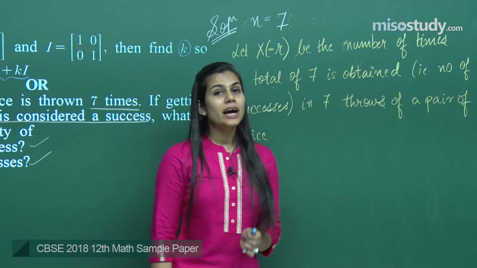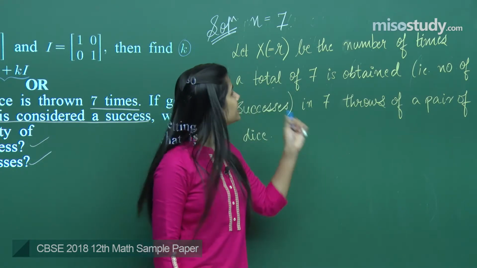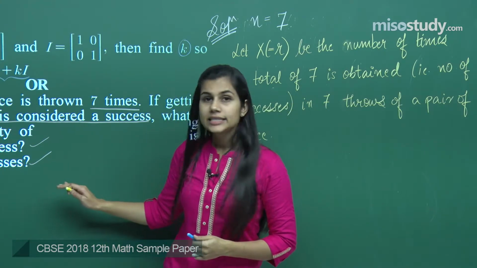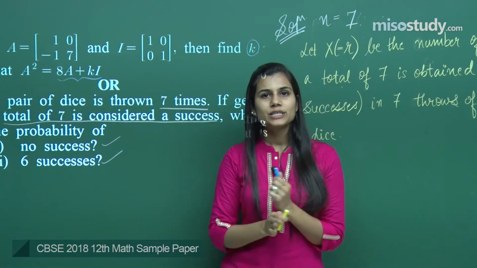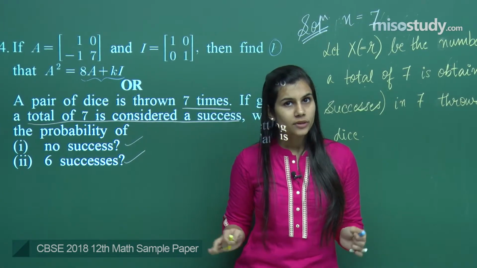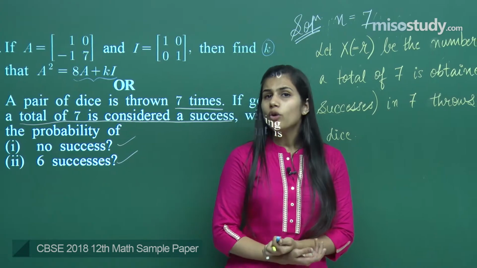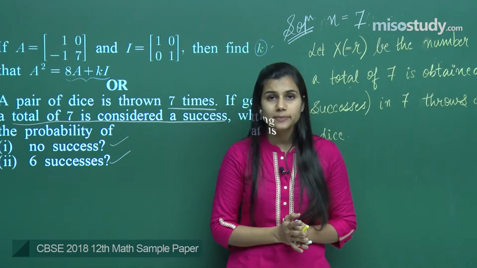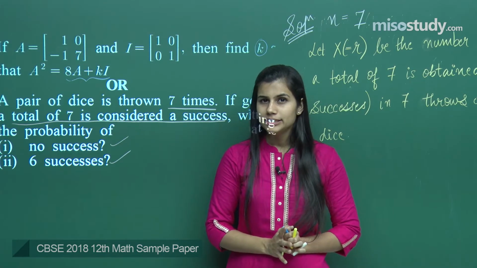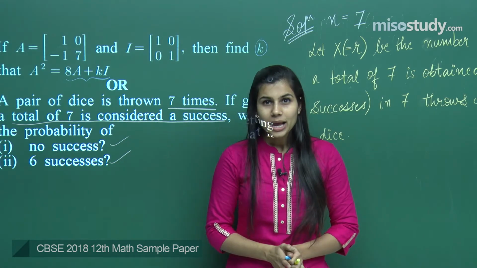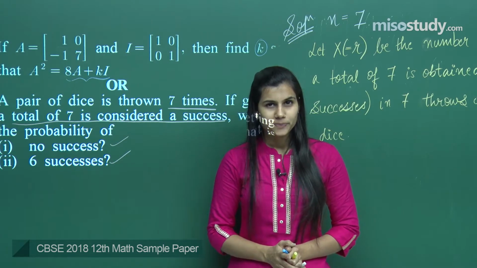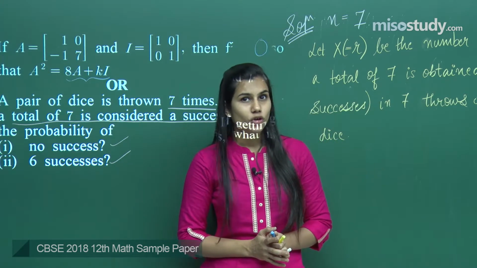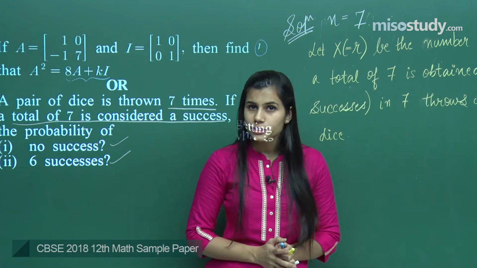That means if I am interested in 0 successes, my x or small r is equal to 0. If I am interested in 6 successes, my small r is equal to 6. Now, if you recall, this question is giving a hint of a certain type of concept which is very famous in probability, and that is binomial distribution.